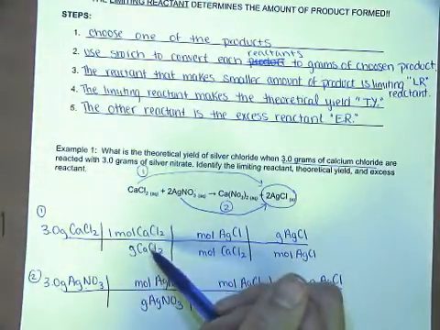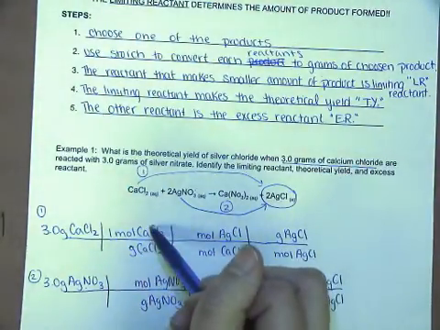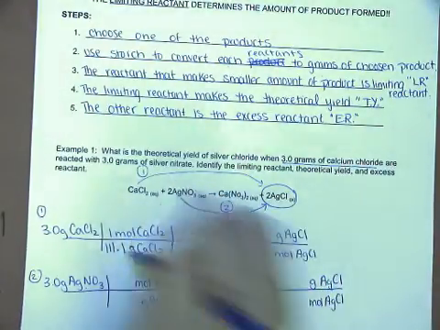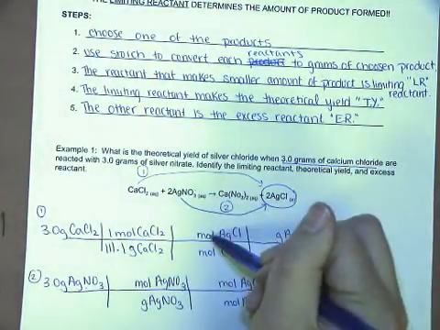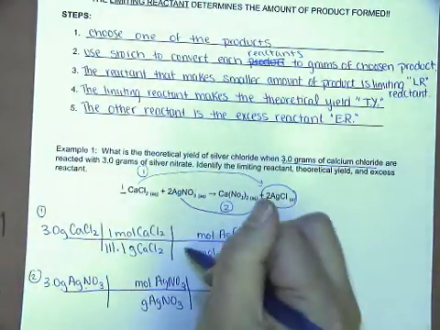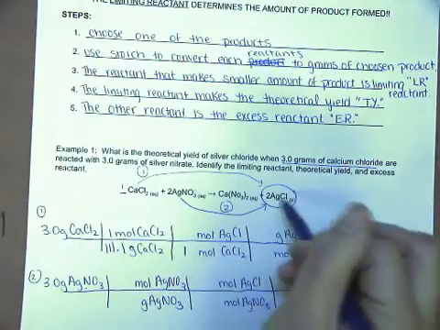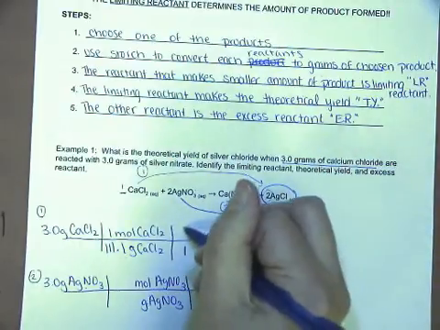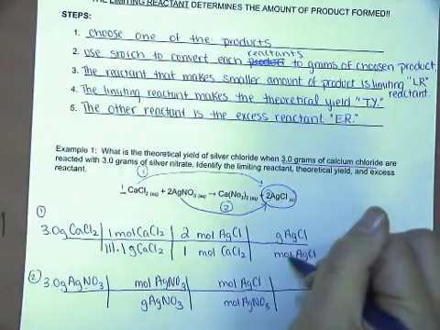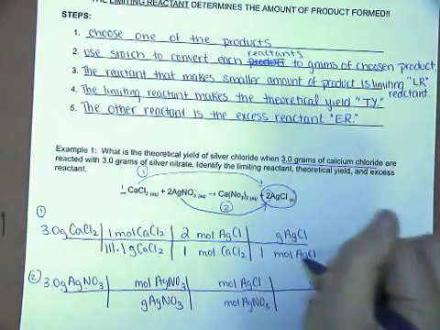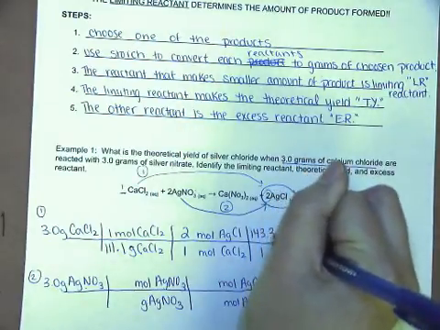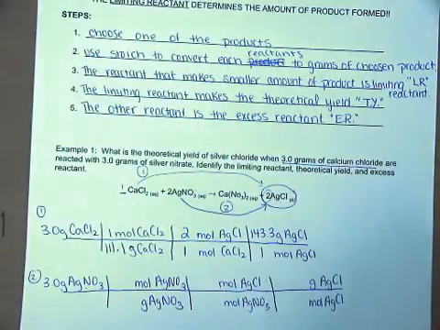Okay, now I can go back and fill in my numbers. Grams to moles, I use my molar mass. The molar mass here is 111.1. Moles to moles, I use the molar ratio: 1 mole calcium chloride for every 2 moles of silver chloride. Molar mass again, moles to grams. For every 1 mole of silver chloride, I use my molar mass of 143.3 grams of silver chloride.